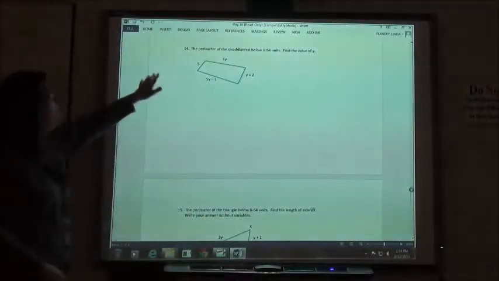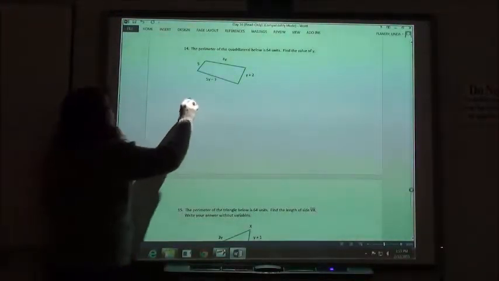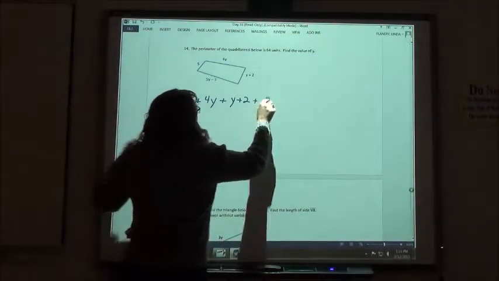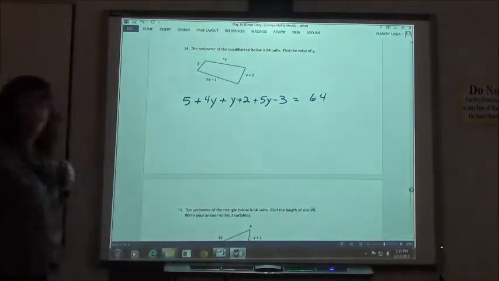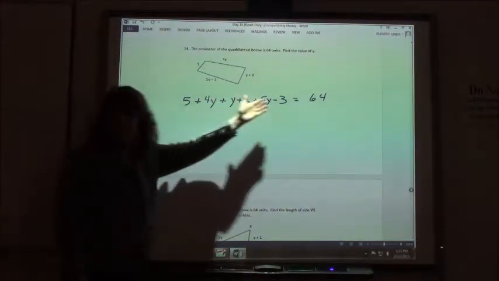So, the perimeter of my quadrilateral is 64 units. Now, since it's not a square or a rectangle, we don't have a special formula. We know to find perimeter, we're just adding all the sides up, right? So we're going to say 5 plus 4y plus y plus 2 plus 5y minus 3 has to equal my 64 units. So then you do like terms. So we're going to combine all our like terms and shorten this up, right?